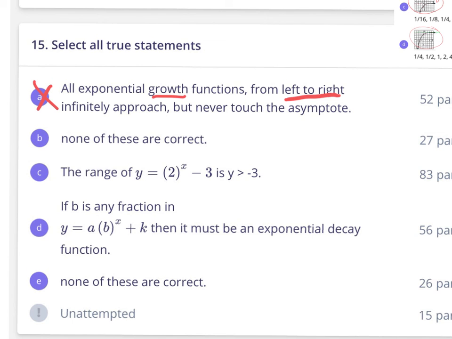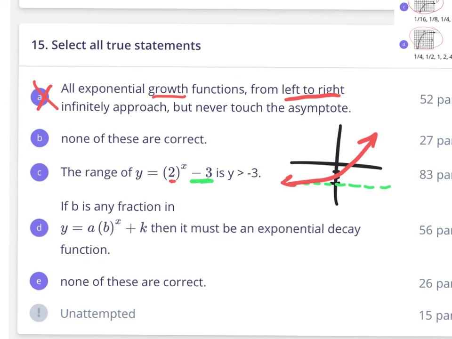Well, if we think about this, we know that the asymptote is at y equals -3. So let's do a quick sketch. -1, -2, -3. So here's my asymptote, and we know that this is a growth function because the base is greater than 1. So from left to right, it's going to grow away from the asymptote. Because there's no negative sign out here in the front, it is going up. If there were a negative out here in the front, it'd be going down. So yes, this is true.